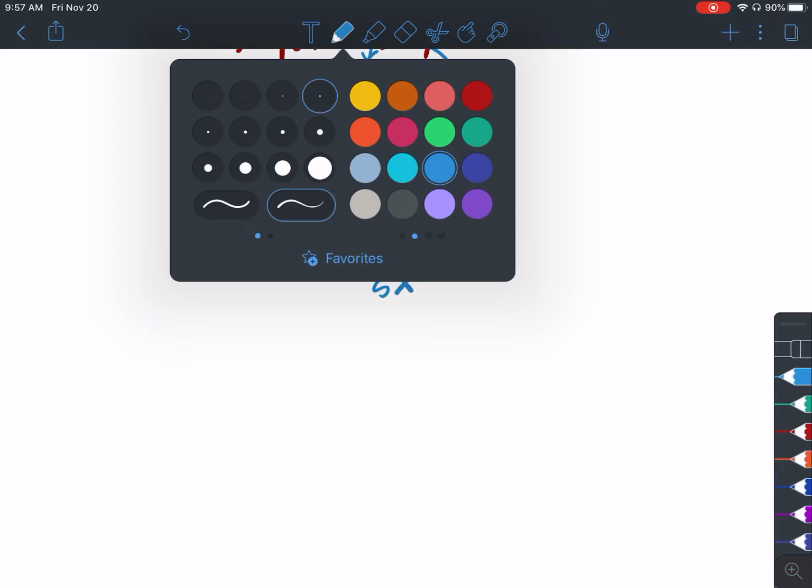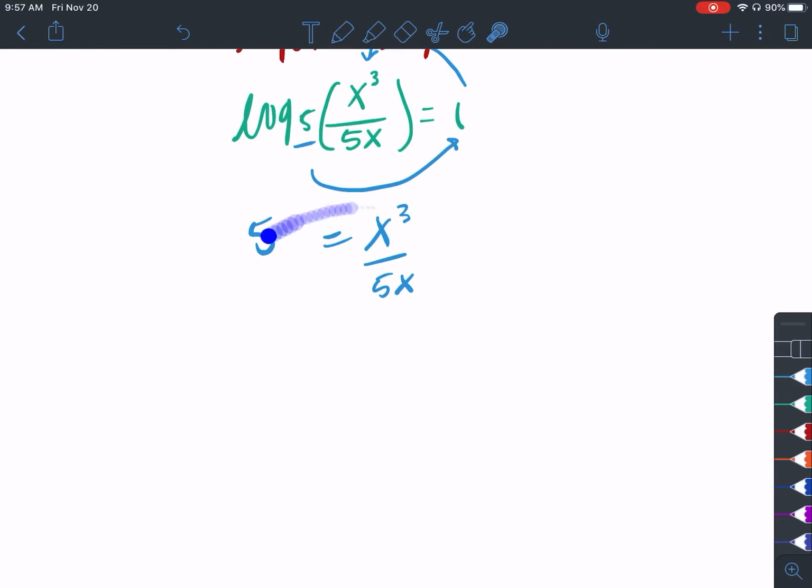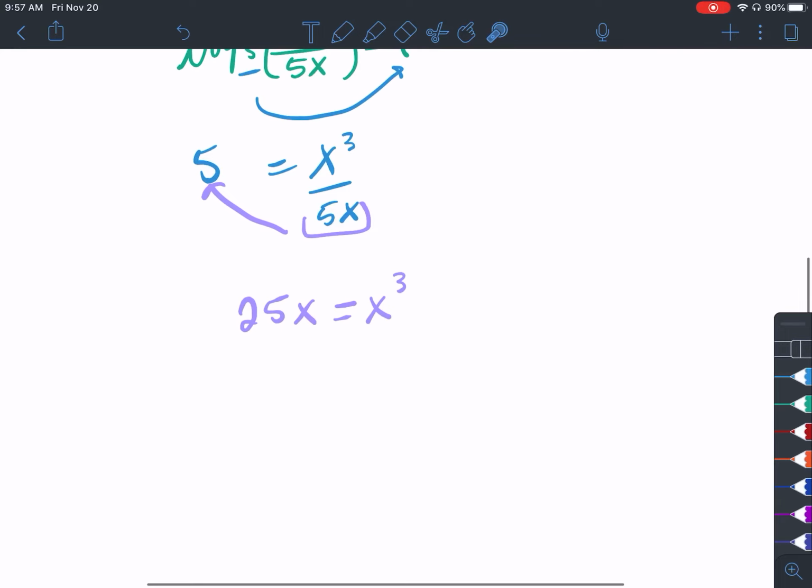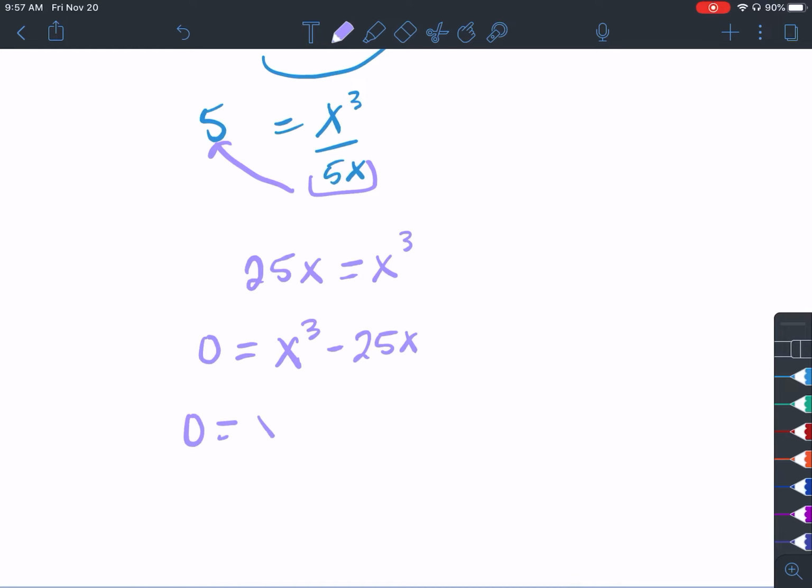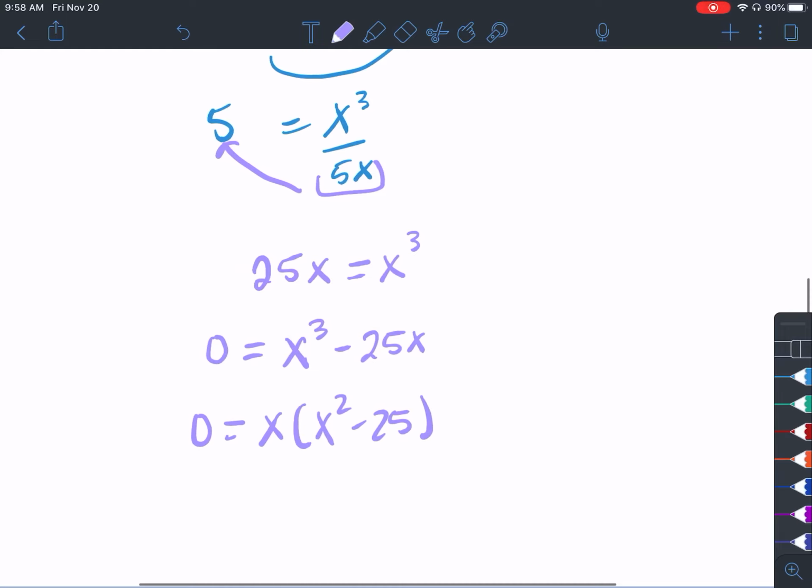Now we're ready to actually solve for our variable. In order to do a solving like this, we know the first thing we always want to do is bring our denominator up. So 5 times 5x is 25x, which equals x cubed. It is a degree higher than 1, so I'm going to bring everything to the same side. We're now ready to factor this. I'm going to bring out that x first. Now I have x squared minus 25.